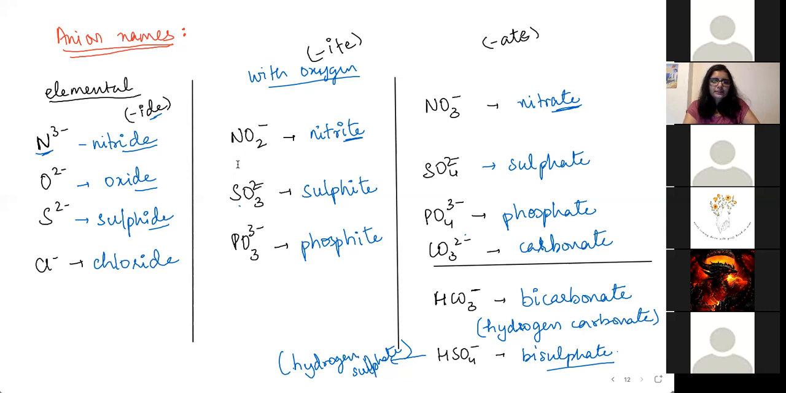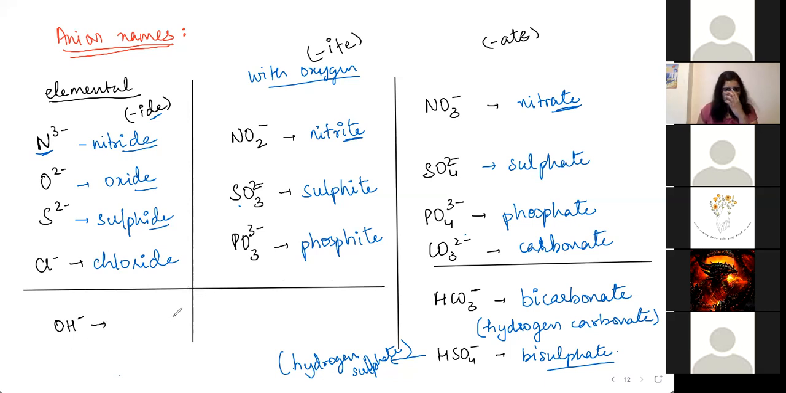Other than these, something that does not fall into this format, there are a couple of them. But that also is pretty easy, simple to remember. So one is OH minus. Do you want to guess what its name will be? OH minus. Hydroxide. One hydrogen, one oxygen, so you just call it hydroxide.